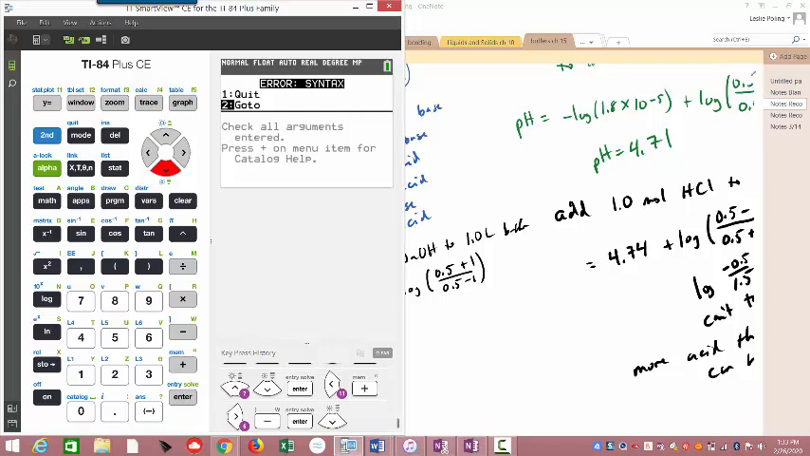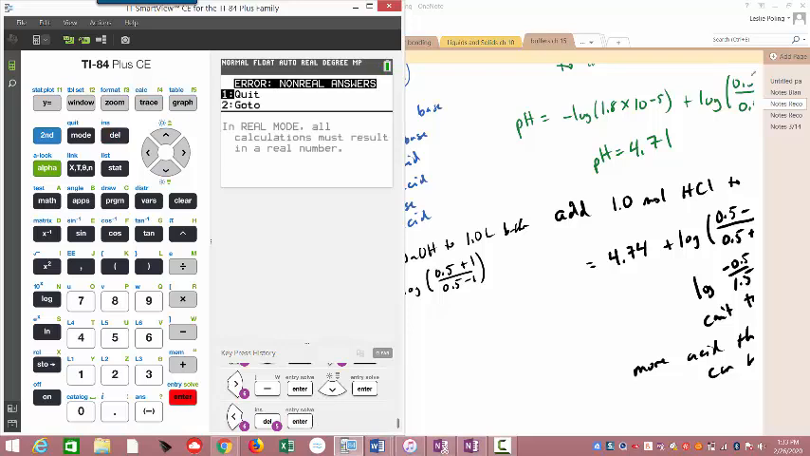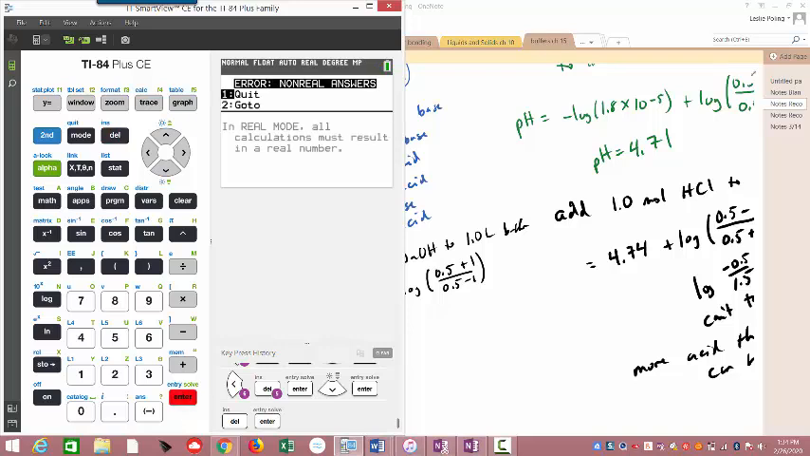Oh, made a mistake on this one too. Oh, there's my mistake. I didn't clear my old answer. Gotta be careful when I cut and paste. All right, now that looks right. And again, look, a non-real answer. So again, we've exceeded our buffering capacity. That time I had too many parentheses. Nope, still can't do it.